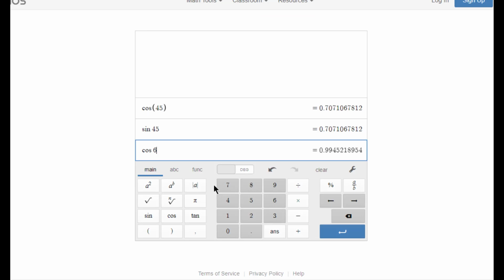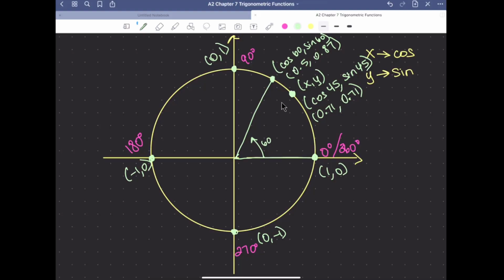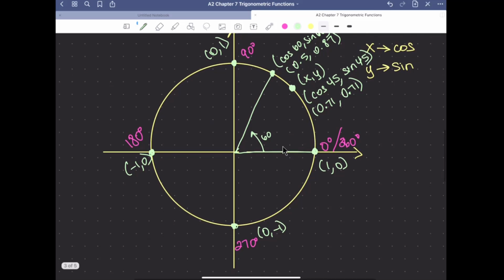So the cosine of 60 is going to be one half. And then the sine of 60 is going to be 0.87. Okay. Fill those in for you guys. So here in a little while, we're going to learn some crazy little values, like where these all come from.